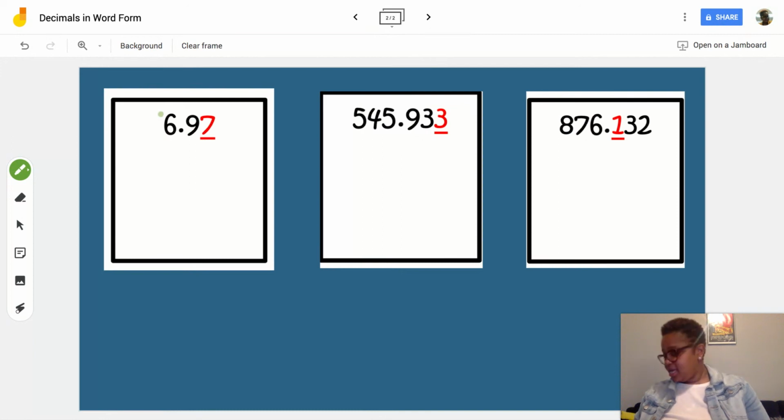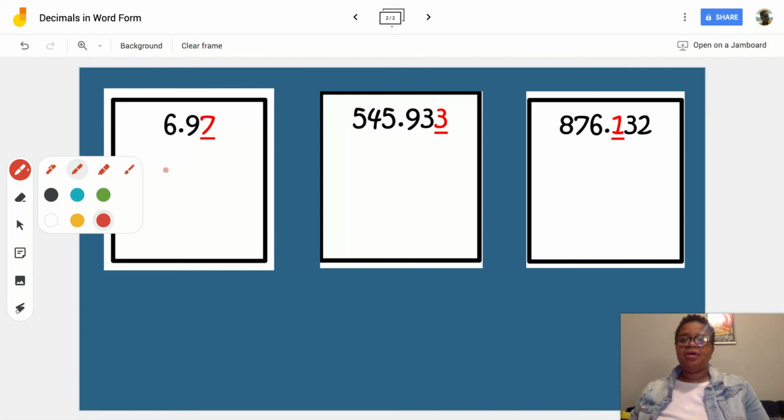All right, now let's switch gears a little bit. We have a number in number notation and we're going to specifically focus on all of our highlighted numbers and write those numbers with their decimal notation only. In this number, which is 6 and 97 hundredths, I see that the 7 is highlighted, so I'm not even going to worry about the number in front of the decimal because I really don't care about that number.